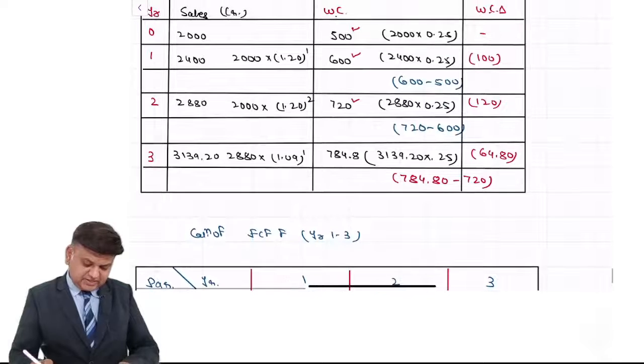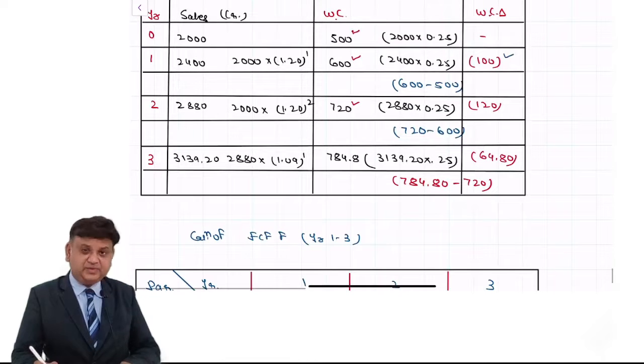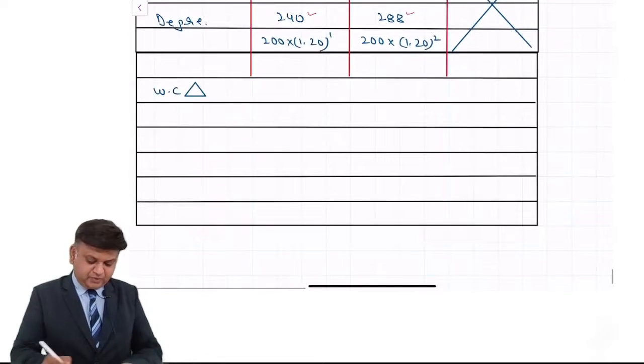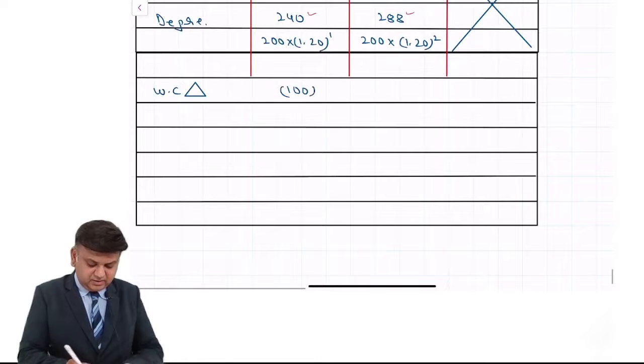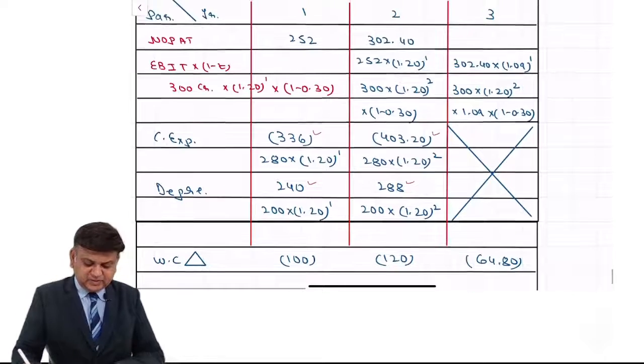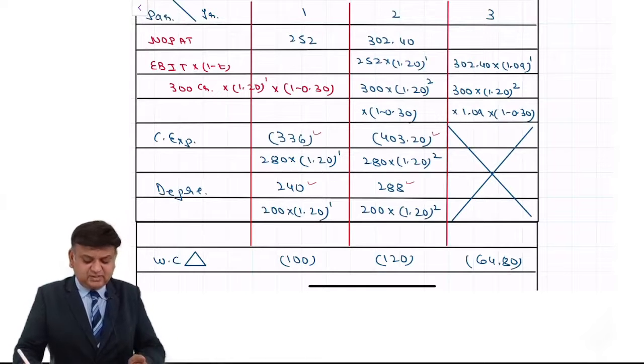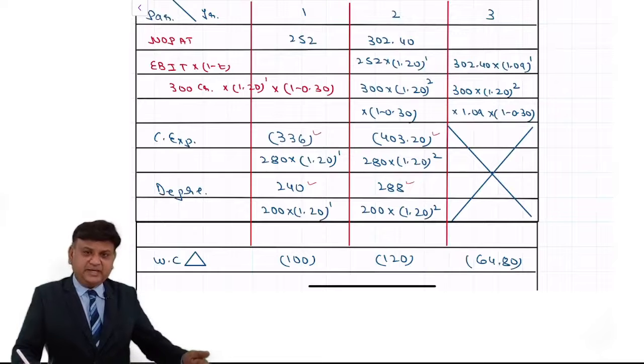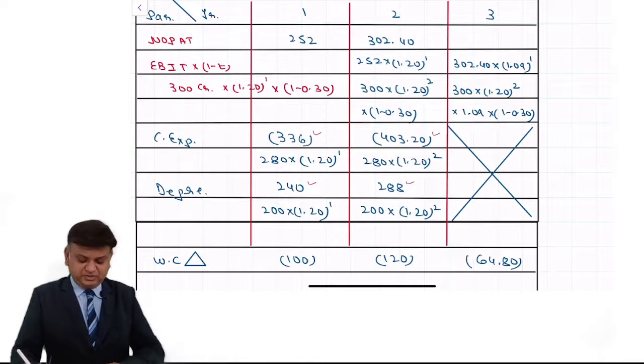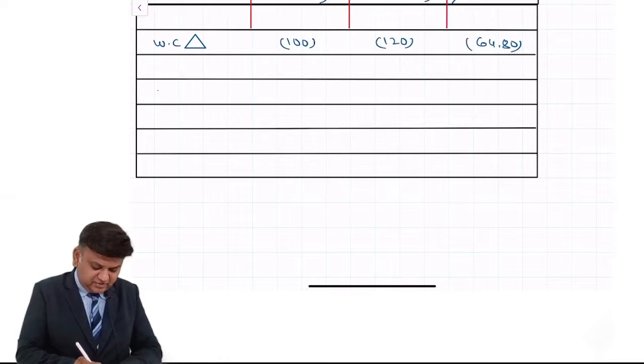Now friends, you can see that first year end working capital investment is 100, second year end it is 120, and third year it is 64.8. So we will mention over here 100, 120 and 64.8. We will make adjustment of all this, that is, net operating profit after taxes plus depreciation minus capital expenditure minus working capital change. That is the way we will calculate the free cash flow for the firm.